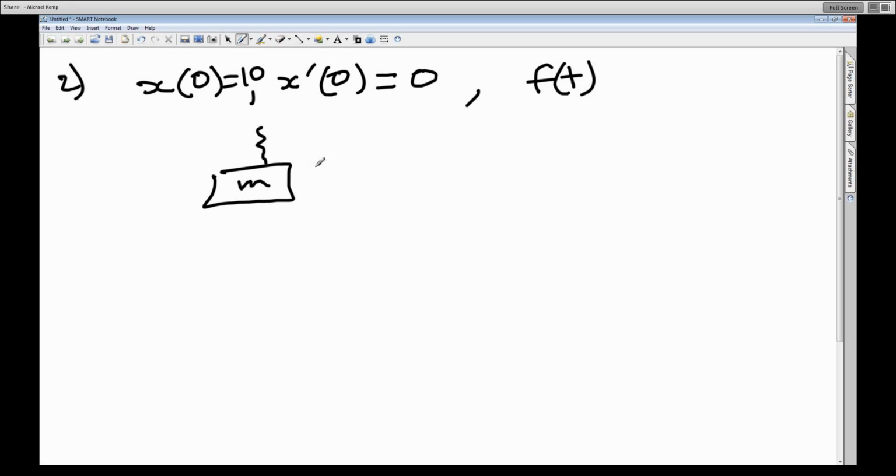So essentially what we've done is we've pushed up the spring a bit, and we're going to let it go. Because it's on the spring, it's going to bobble up and down. And because there's no damping, it'll just bobble up and down forever. So, nice simple harmonic motion.